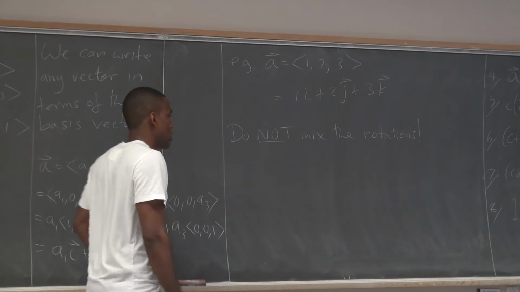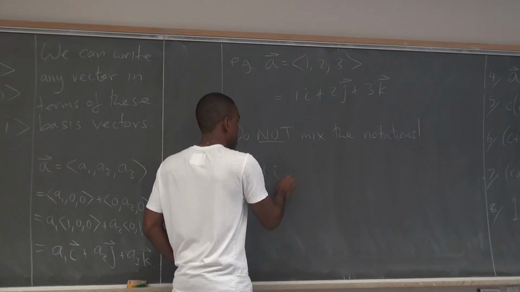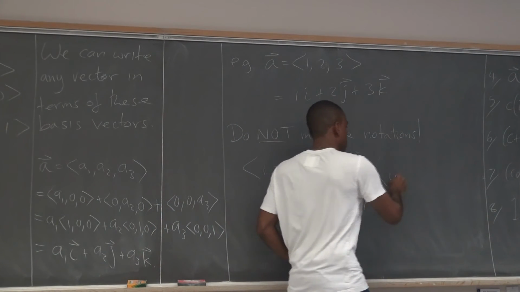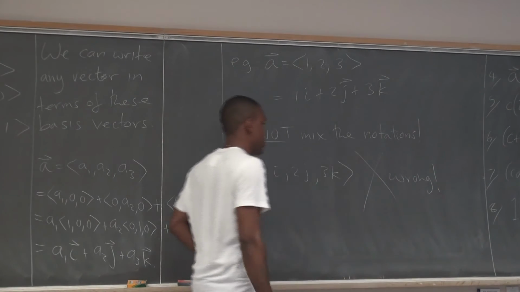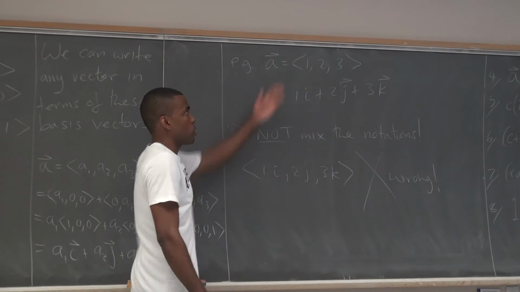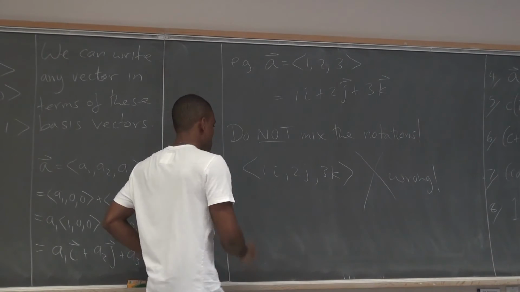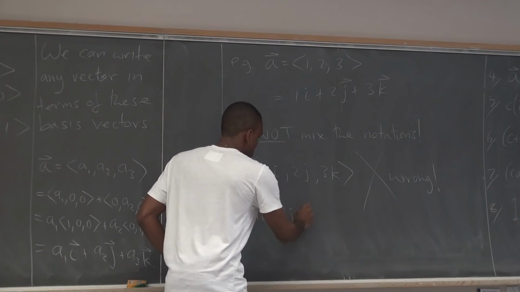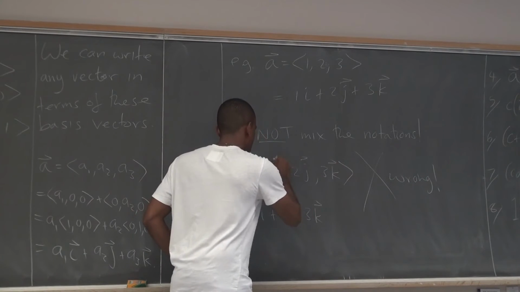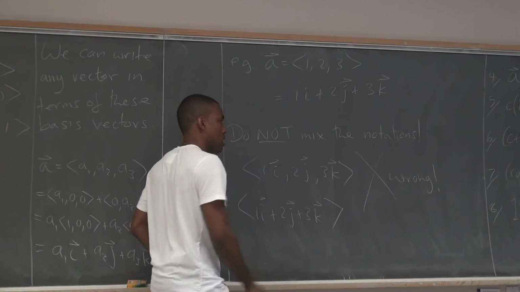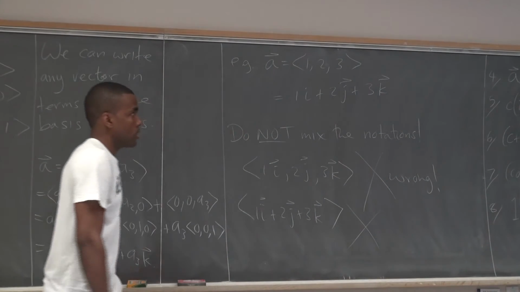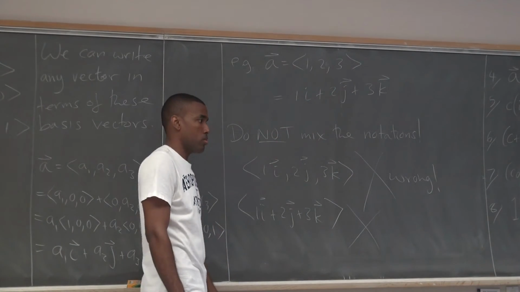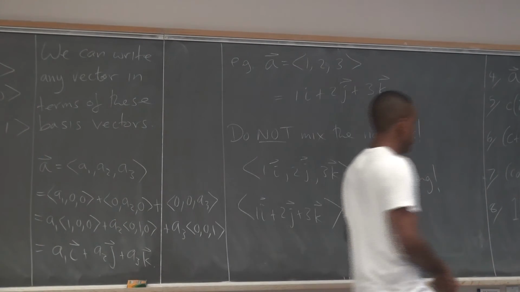Do not mix up the notations, meaning if you're going to write brackets, you can't write the i, j, and k here. Right? So something like that is wrong. You have to choose if you're going to do the i, j, or k, or choose that you're going to do the brackets. Or you can't do 1i plus 2j plus 3k, and then put brackets on that. That's also wrong. It's one or the other. Either you're doing the brackets and the commas, or you're doing the ijks and the sums. Right? Choose.